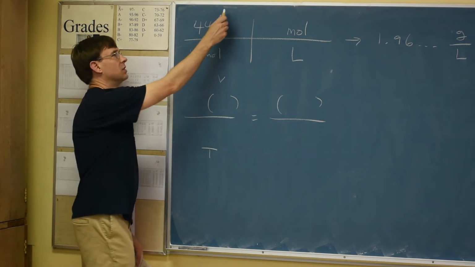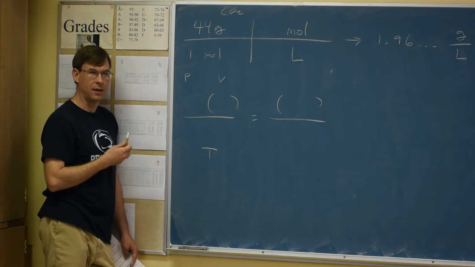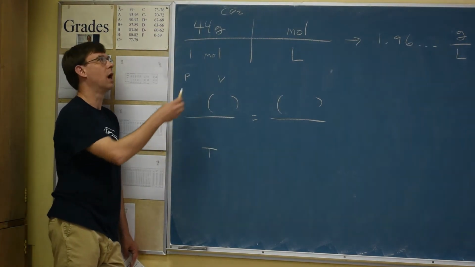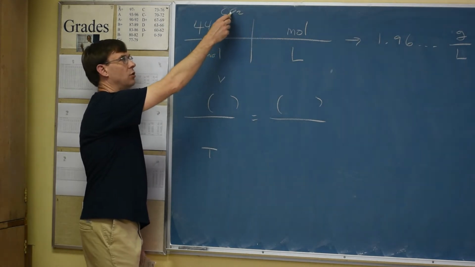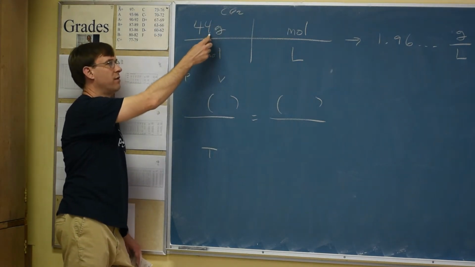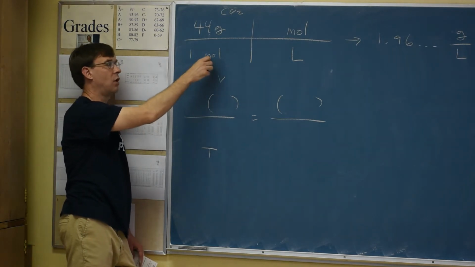Okay, I mentioned CO2. So CO2 should make you think about heading to the periodic table because that's a formula we know. So carbon's a 12, oxygen is 16 times 2. You total that up, there would be 44 grams in 1 mole. We've done that a lot. That's called a molar mass.